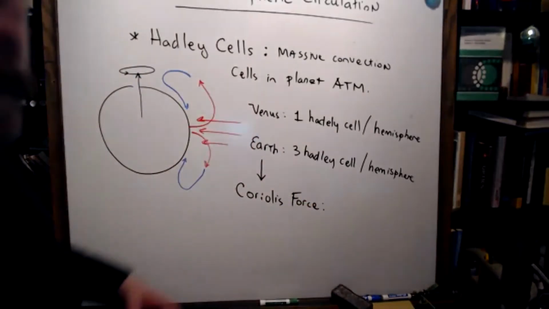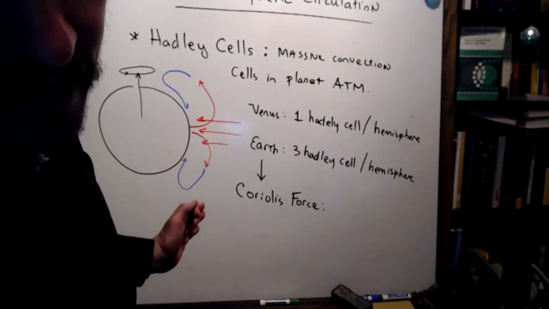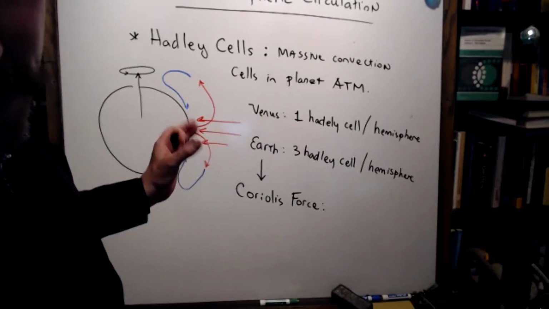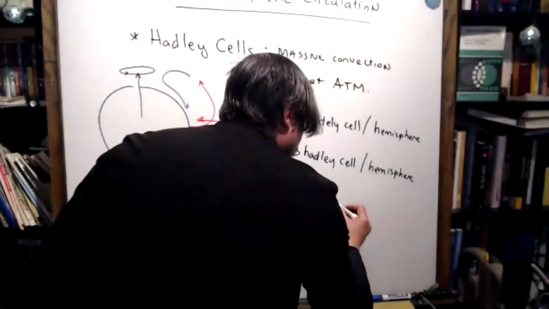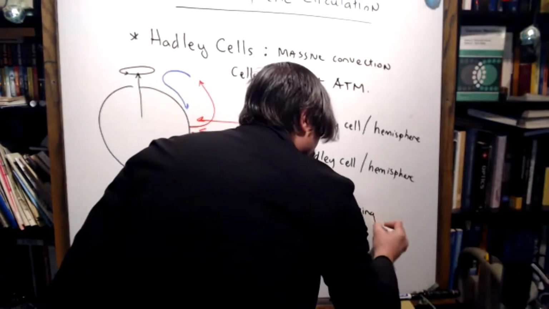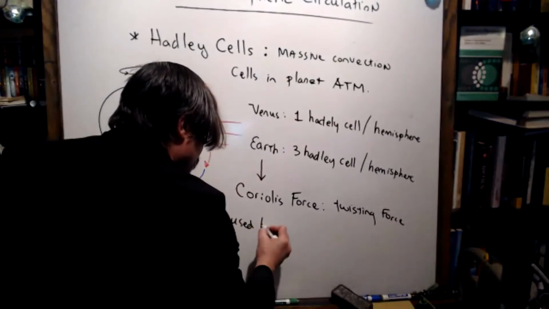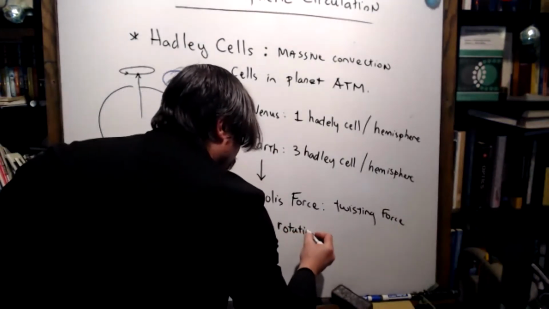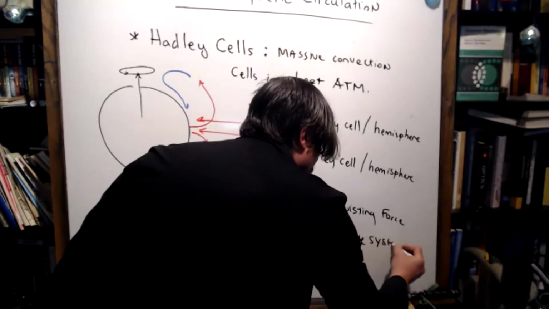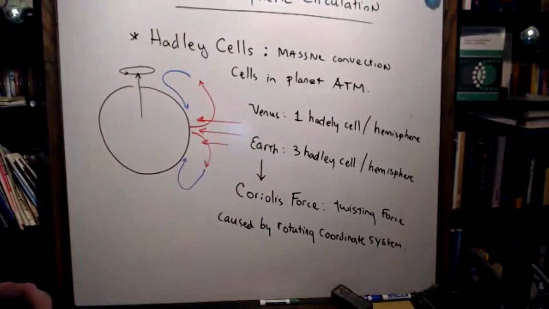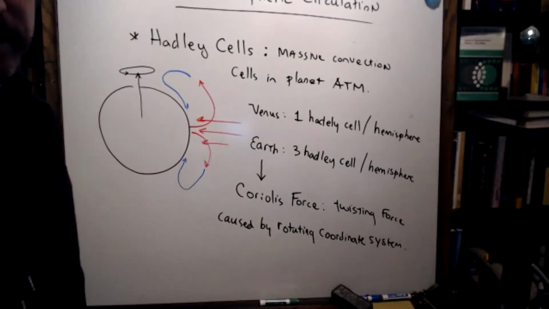And the Coriolis force is a twisting force that causes a deflection in the movement of atmosphere because you're in a rotating coordinate system. I'm going to explain this better in a second. So let's just say that it's a twisting force caused by a rotating coordinate system. In other words, to use simpler logic, the rotation of Earth splits the atmosphere into triple Hadley cells.